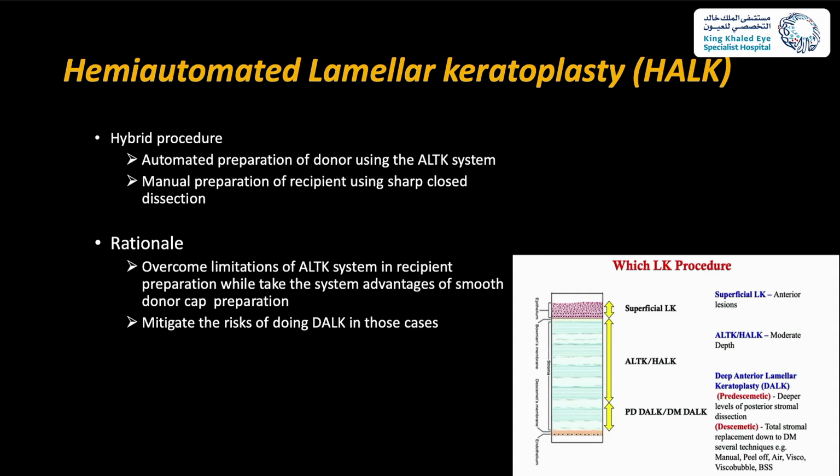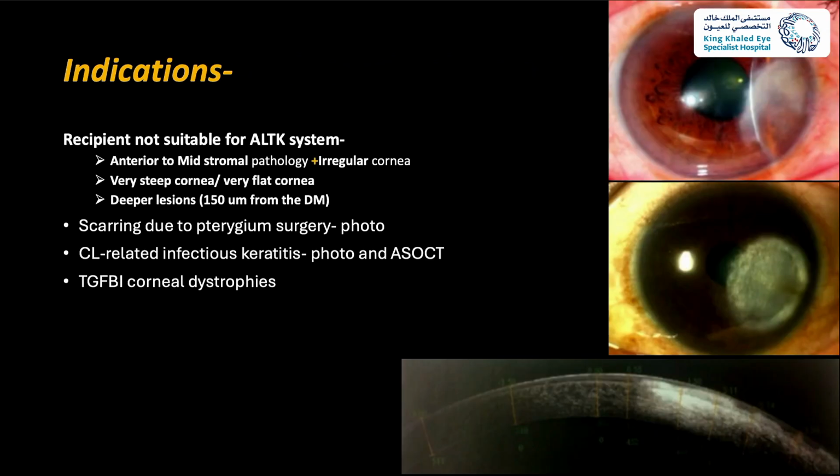Basically, it is to overcome the limitation of the ALTK system in recipient preparation, while taking advantage of the system's smooth donor cap preparation. It also mitigates the risk of doing DALK in those cases. So basically, if you have an irregular recipient cornea, you can tackle it with sharp dissection manually and prepare the donor with the ALTK system.